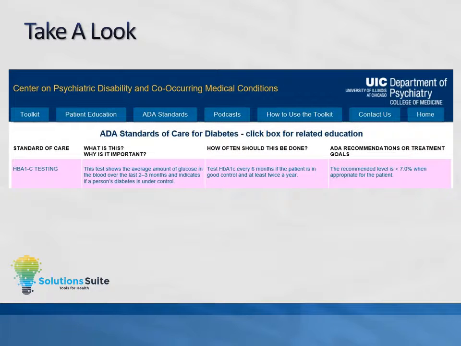Here's a section from the toolkit detailing the care standards. The top standard concerns getting an A1C test, which shows the average amount of glucose in the blood over the last 2 to 3 months. This indicates whether a person's diabetes is under control. It needs to be done every 6 months, and the recommended level for the test result is below 7% for most people.